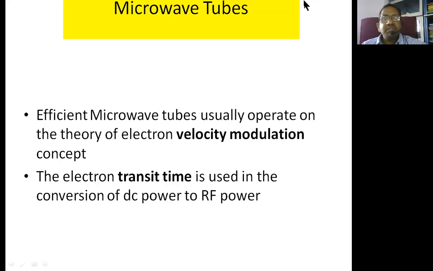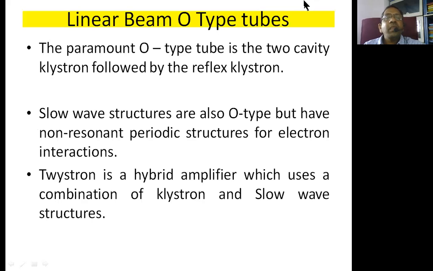In that sense, the microwave tubes convert the DC power to the AC power by the principle of transit time. So transit time plays a very important role in the microwave tubes in generating the AC signals at microwave signal frequencies. Therefore, two concepts are important here, called velocity modulation and transit time, whenever we want to generate microwave signal frequencies. Now let us look into the linear beam O-type tubes.